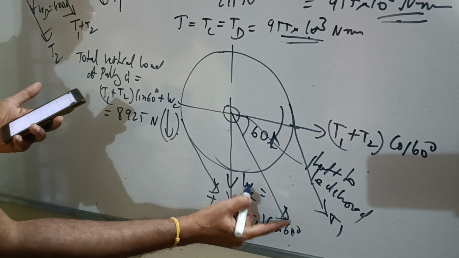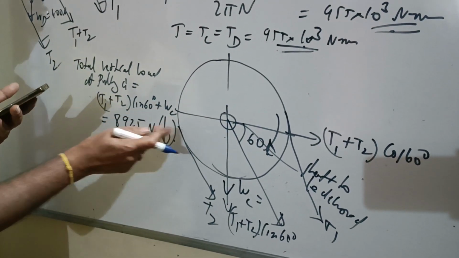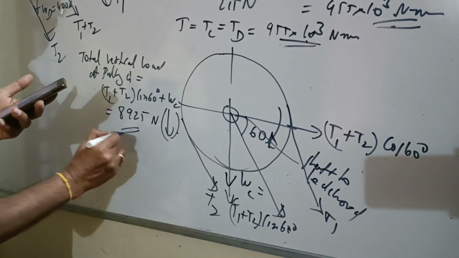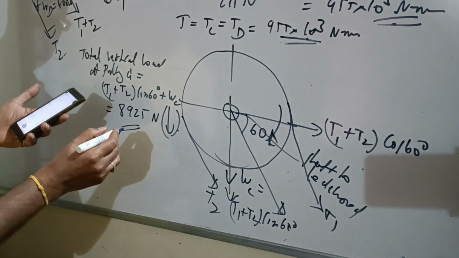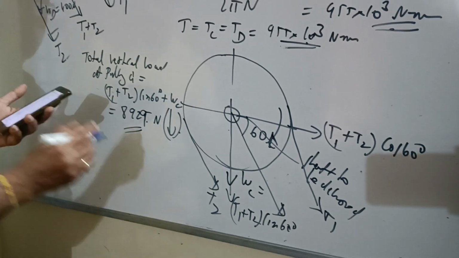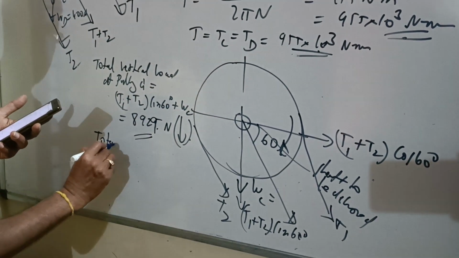WC is 1000 Newton. Already we have calculated T1 and T2. We know T1 and T2. So what is T1 plus T2 sin 60 plus WC? It will be 8,929 Newtons. Okay. Similarly, total horizontal load at pulley C.